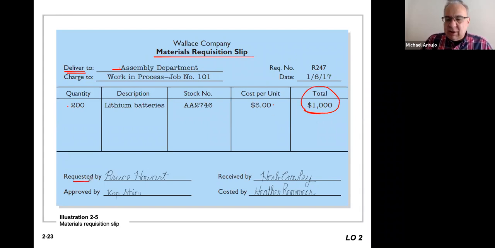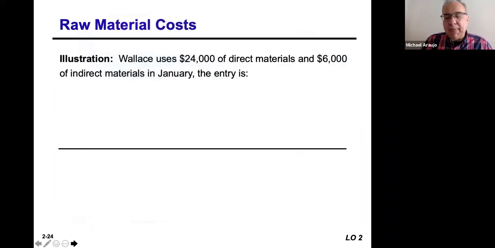Notice that there's a slew of signatures: requested by a certain person, usually in the assembly department, right? It's approved by usually a manager dealing with materials. It's received by someone in assembly, and then it's costed out appropriately by accounting. So this is how things start getting moving in manufacturing. So here's the illustration. This is something that you'll be turning to again and again and again.